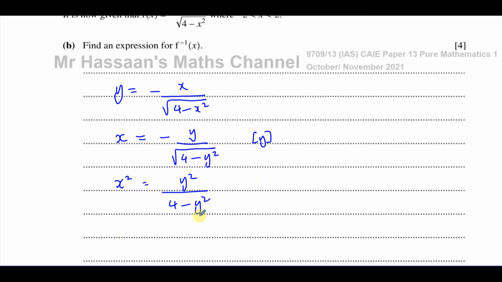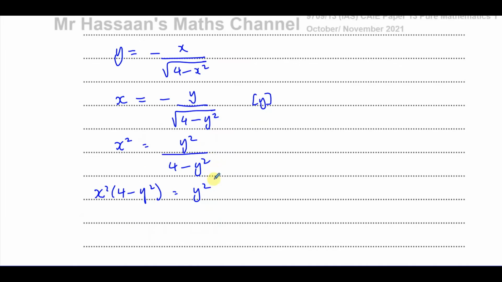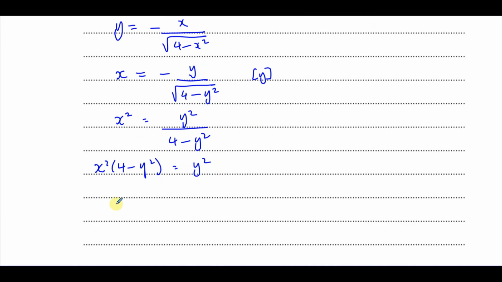Now I want to make y the subject, so I have to bring the y's together. So first thing, I have to get rid of the fraction. I'll multiply both sides by 4 minus y squared. So I have x squared times 4 minus y squared equals y squared. Now I can expand the bracket. So I have 4x squared minus x squared y squared equals y squared.